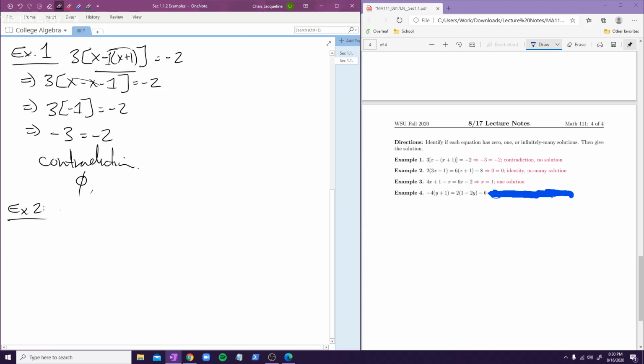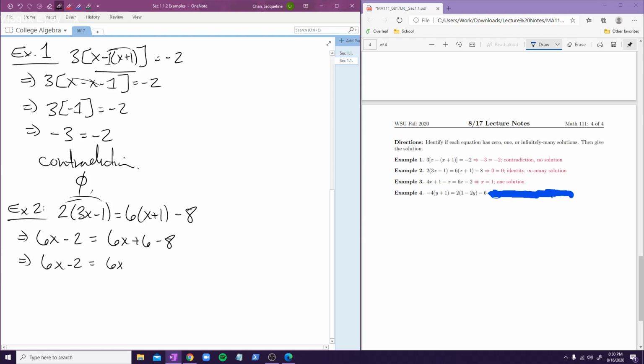So example 2, we have 2 times 3x minus 1 is equal to 6 times x plus 1 minus 8, right? So what I'm going to do, we're going to simplify both sides of the equation. I'm going to distribute. So 2 times 3x is 6x minus 2, and then 6x plus 6 minus 8. Right? So I have 6x minus 2 is equal to 6x, and then 6 minus 8, that's negative 2.